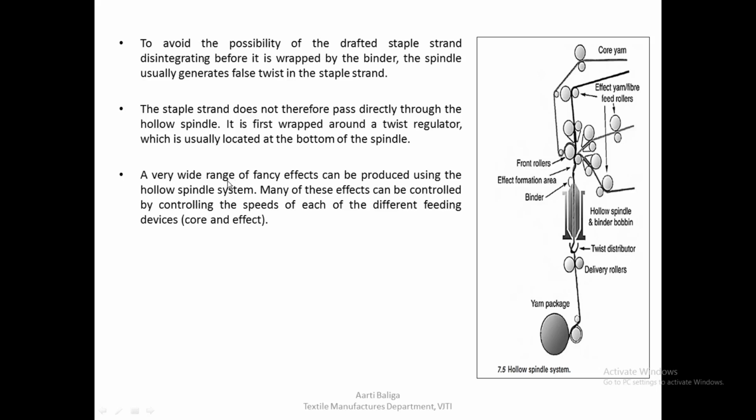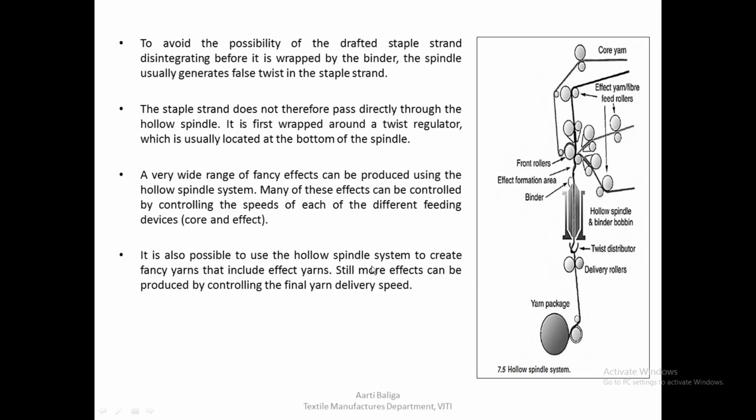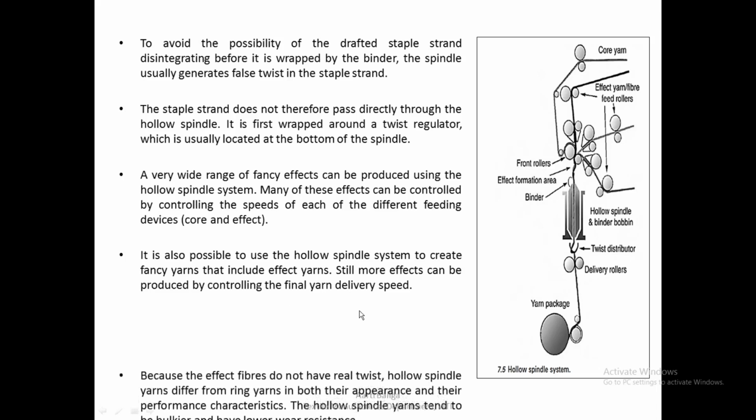A very wide range of fancy effects can be produced using the hollow spindle system. Many of these effects can be controlled by controlling the speed of each of the different feeding devices, core and effect. By controlling the speeds of these, we can have a wide range of fancy effects that can be produced. It is also possible to use the hollow spindle system to create fancy yarns that include effect yarns. Still more effects can be produced by controlling the final yarn delivery speed.